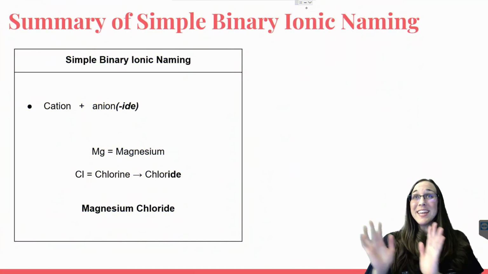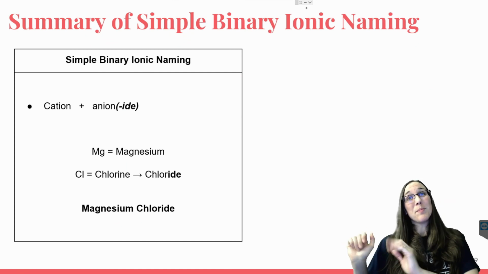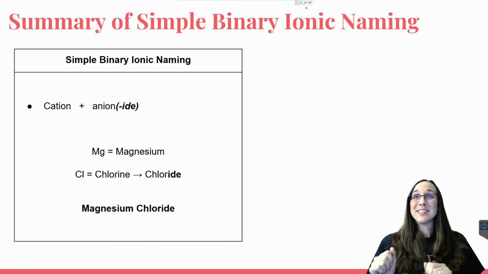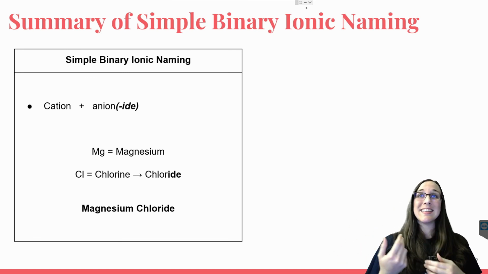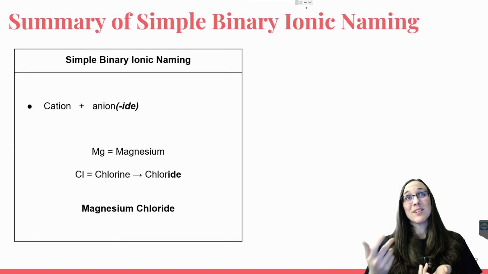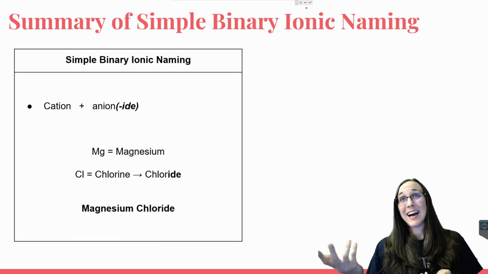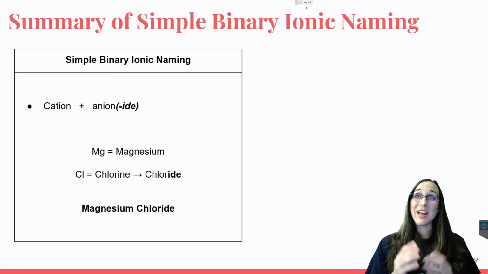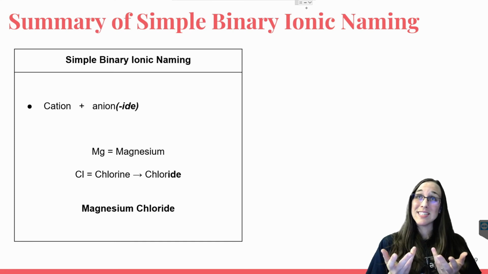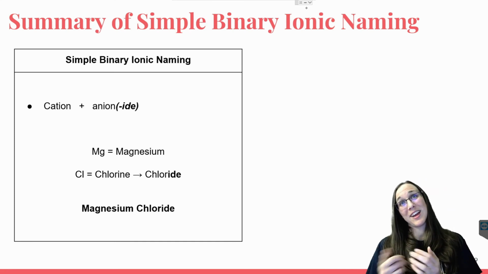So in summary, here is an example of what simple binary ionic naming looks like. You're always going to have the cation with the anion ending in "ide." And an example of magnesium and chlorine. Chlorine's the anion, so it should end in "ide," chloride, magnesium chloride. And you're always going to have your cation first, your metal will come first, which is the cation, and your nonmetal, your anion, will always come second.